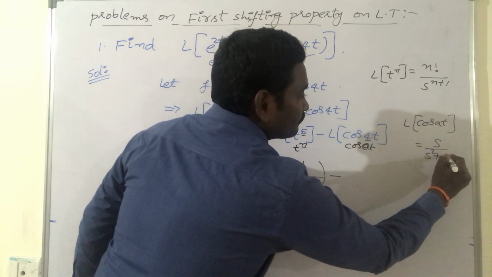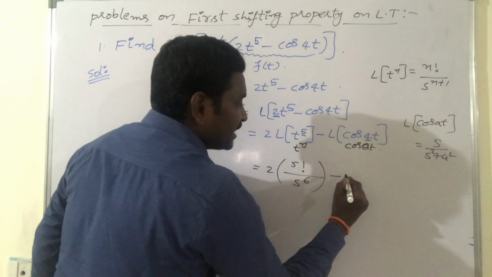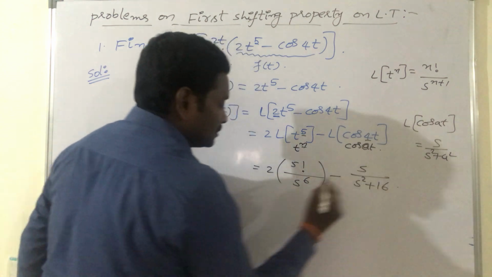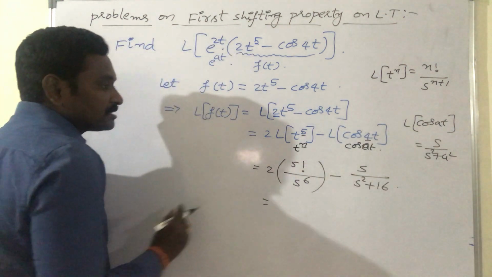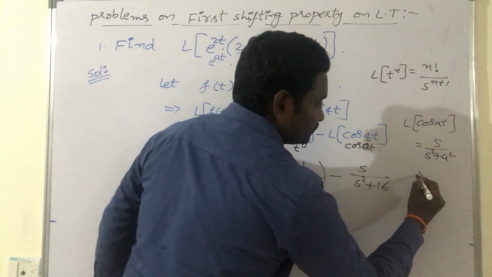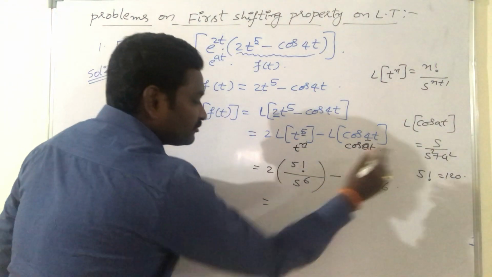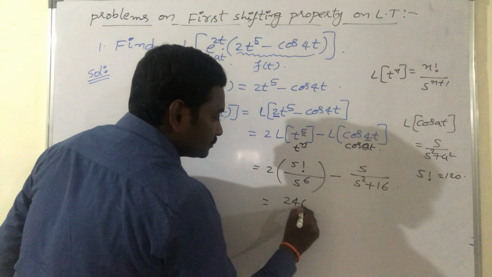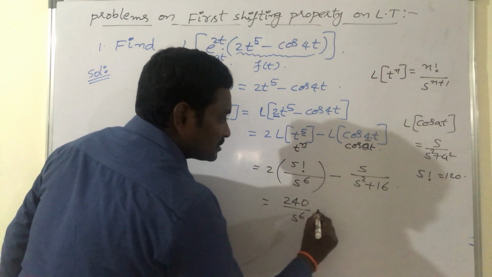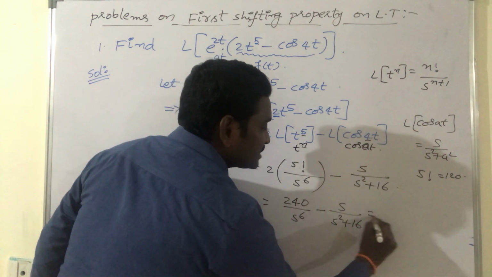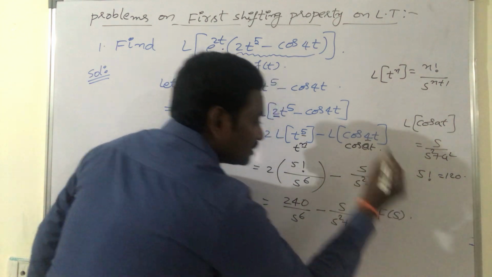That's why here you will get s by s square plus 4 square, which is 16. Everybody knows that 5 factorial is 120. So 2 into 120 is 240. So we get 240 by s power 6 minus s by s square plus 16. You can say this is f of s.